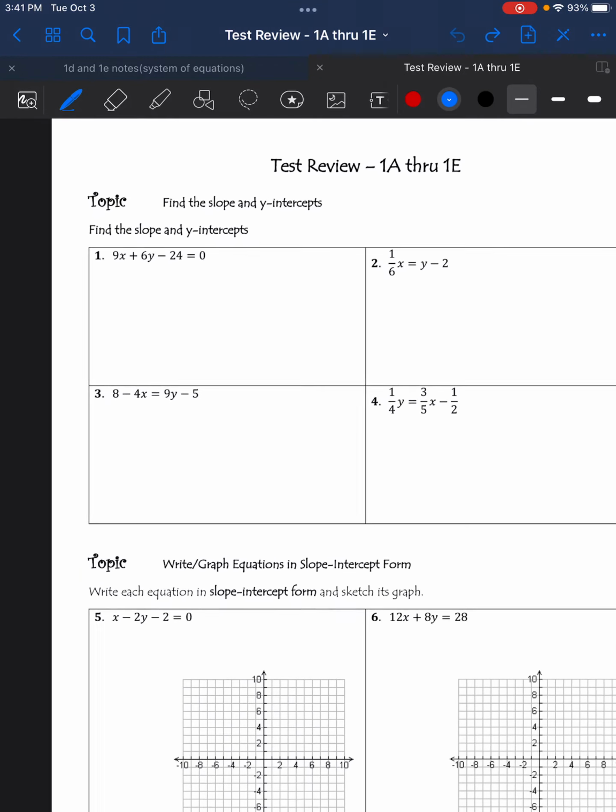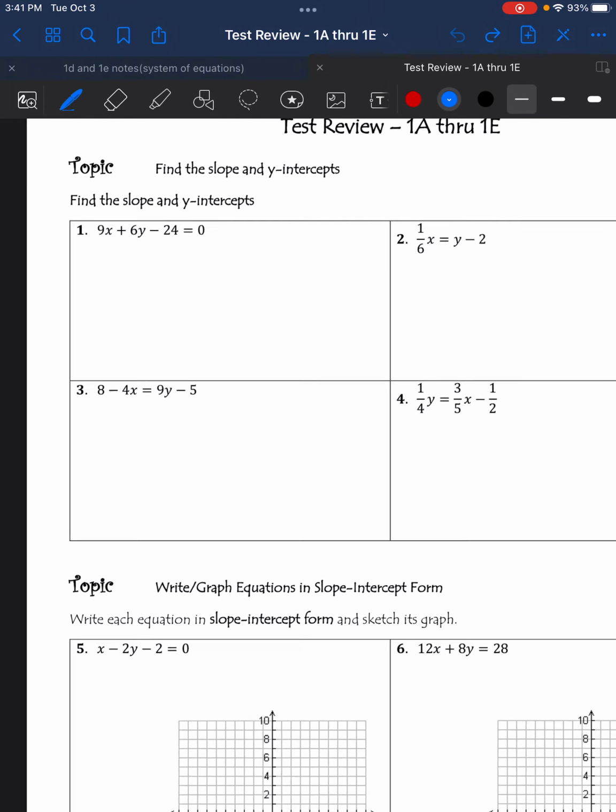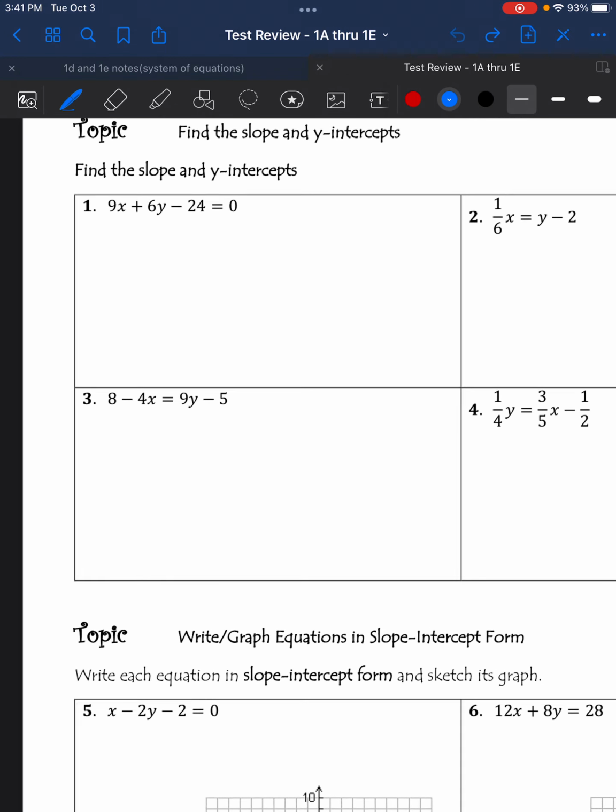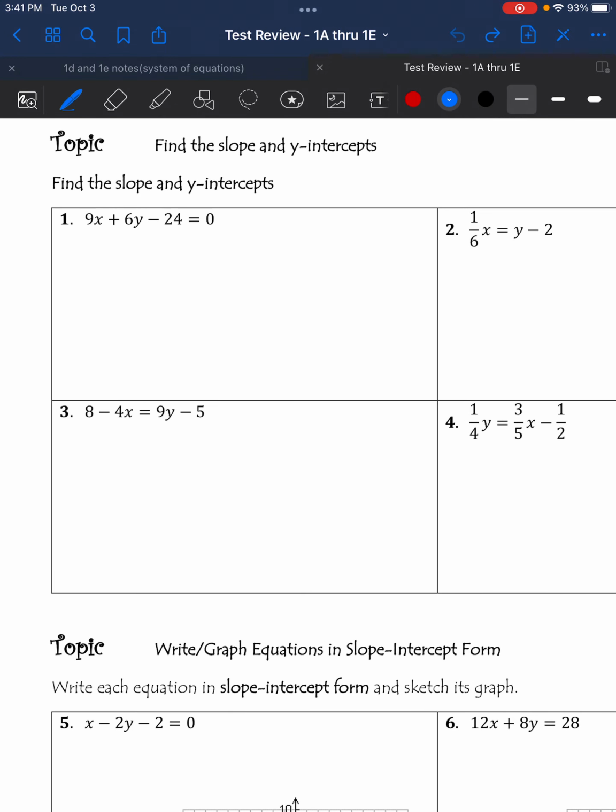All right, welcome to the test review for Unit 1 for Algebra 2. I'm going to run through these problems fairly quickly, and you can email me if you have any questions.